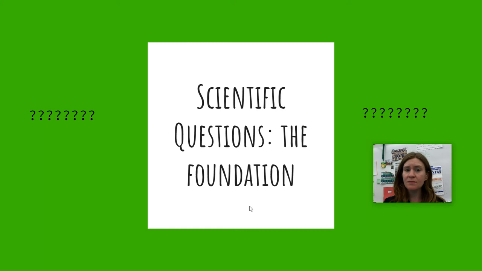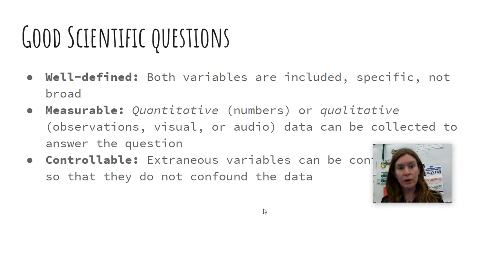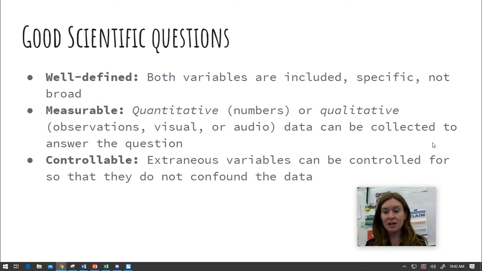So a scientific question is the foundation of a good experiment. Good scientific questions are well defined. You don't want to do something too broad or else you will not know what is causing your result to happen. If you're testing too many variables and it's too big of a scope, you won't know what's causing things to happen. It needs to be measurable.